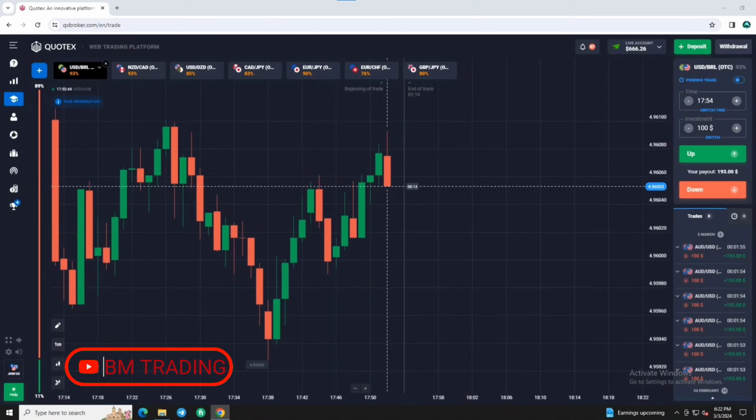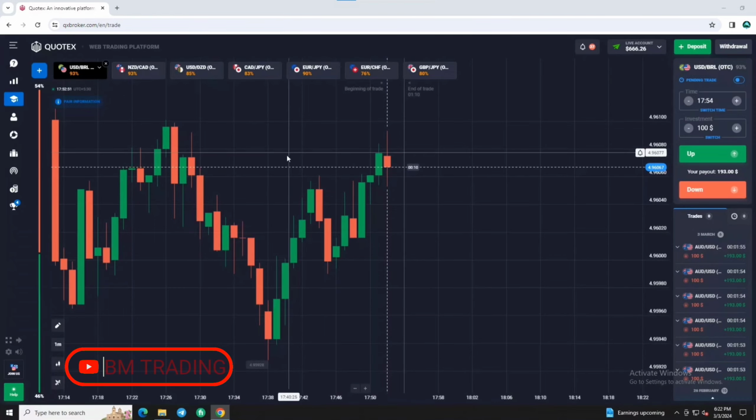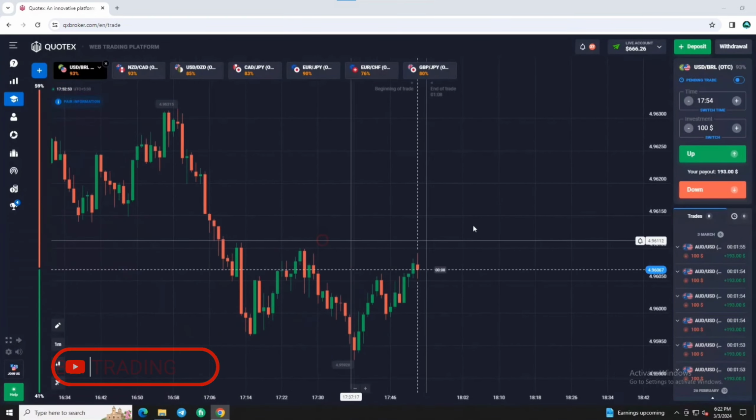Hello traders, today I share with you my personal RSI and fractal Quotex strategy. You can also use the strategy on any other binary platform you prefer.